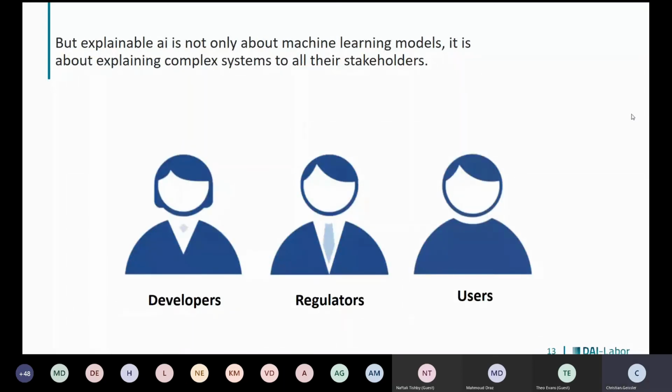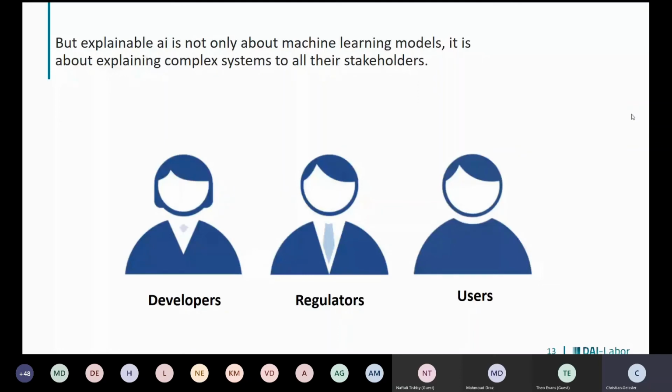So, just to recap, explainable AI is not just about explaining machine learning models, it's also about explaining the whole complex system to the different stakeholders. There are many more, but here I have just three: the developer perspective, the perspective of the regulators, and the users. The most extreme ones are the developers and the users, and regulators are probably interested in both perspectives at the same time.